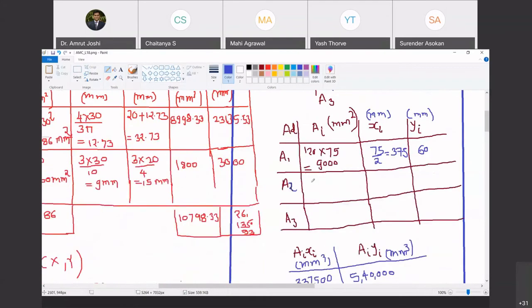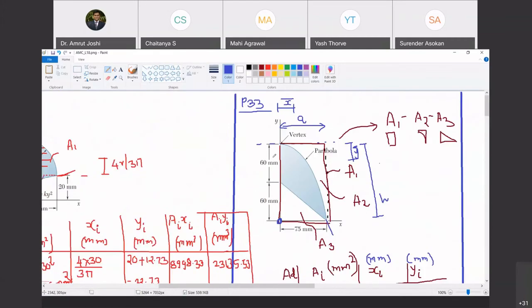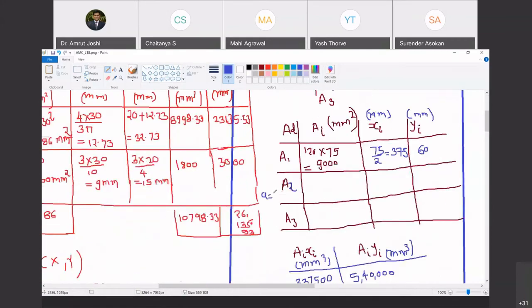And AH by 3 is the area. So let me write that down. What is the value of A? A is 75. And what is the value of H? 120. So A is 75, H is equal to 120. So AH by 3, 120 into 75 by 3. Tell me how much is that? 3,000 mm square. Do you agree with me? Yes, sir.